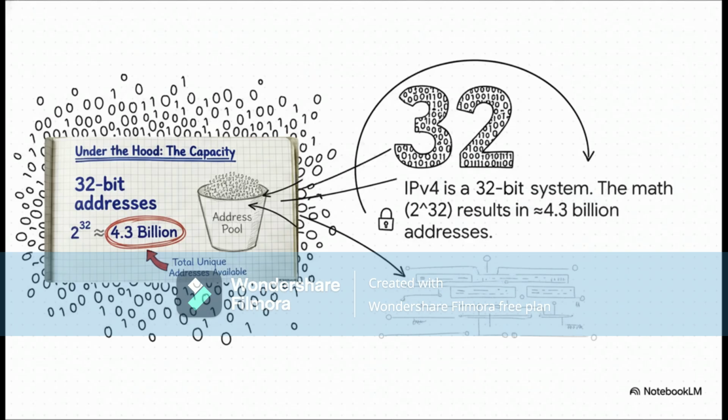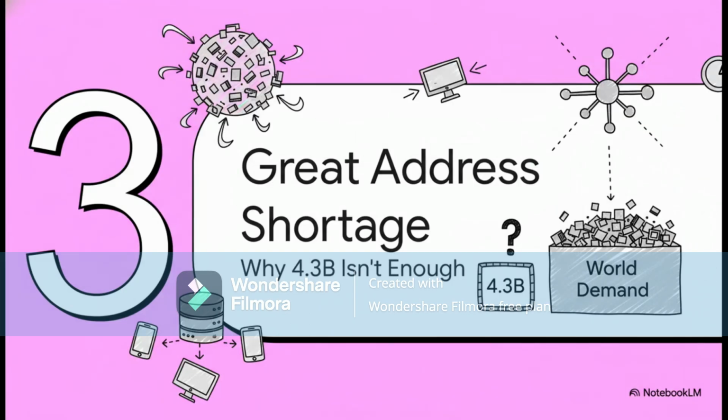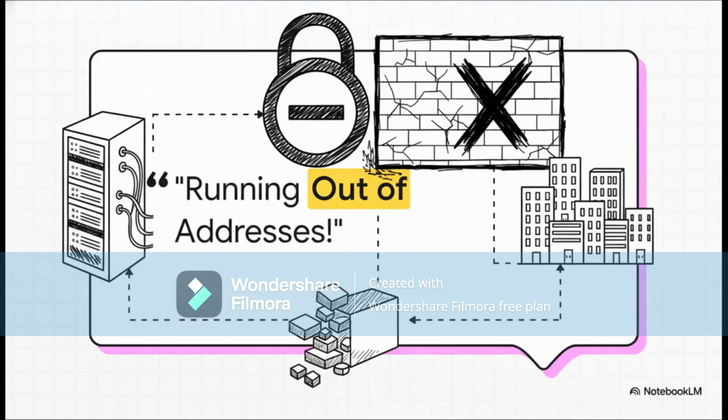That's it. That's the entire pool of addresses for the whole planet. Which leads us straight into the main event, the great address shortage. Let's look at why 4.3 billion addresses just wasn't anywhere near enough. For years, engineers were basically screaming this from the rooftops. We are running out of addresses. The very foundation of how the internet was built was about to hit a hard mathematical wall.